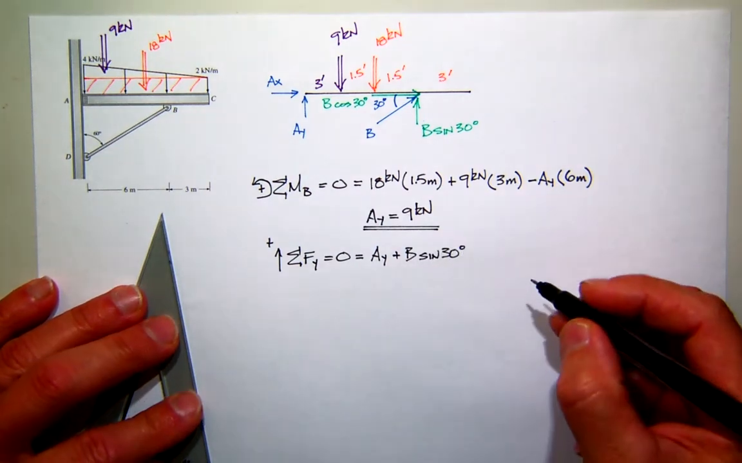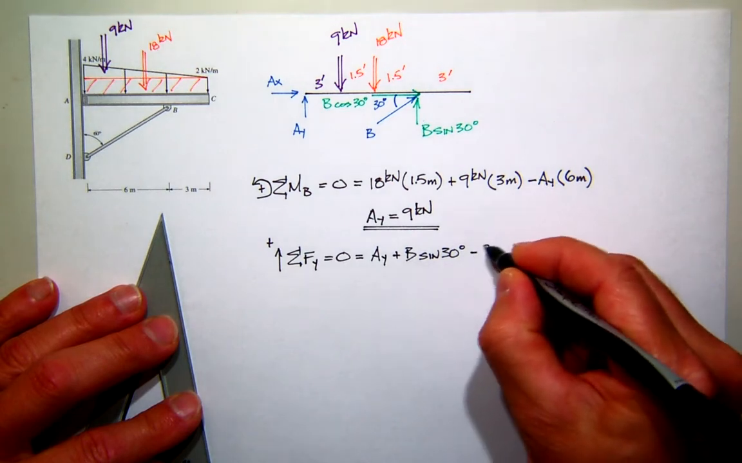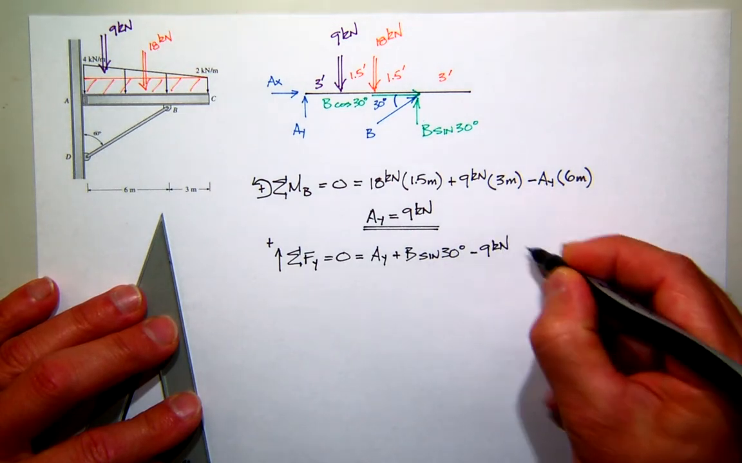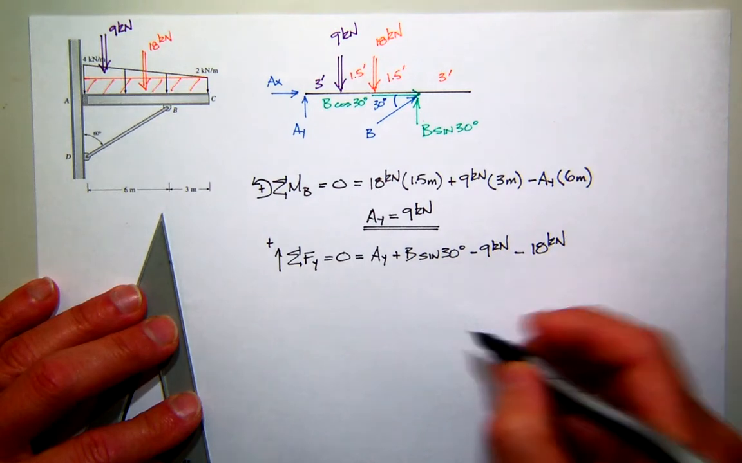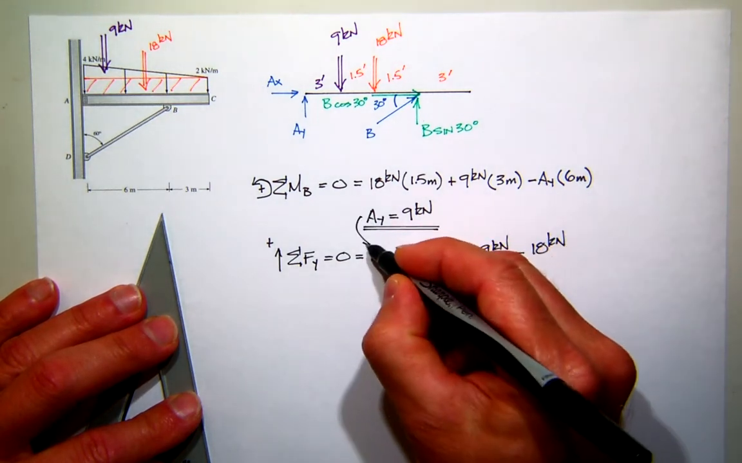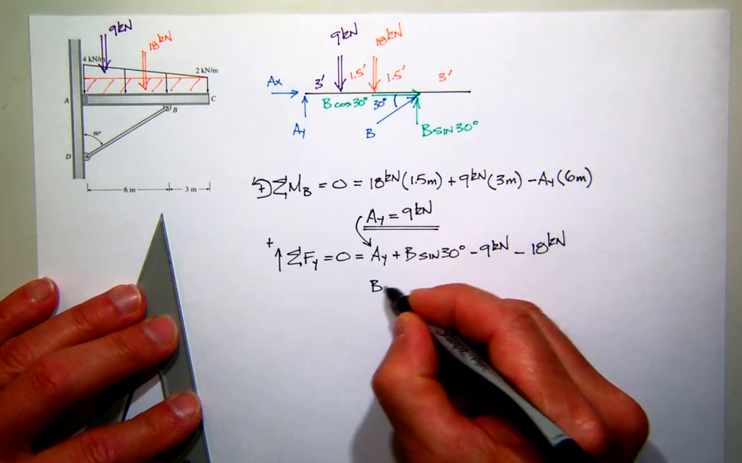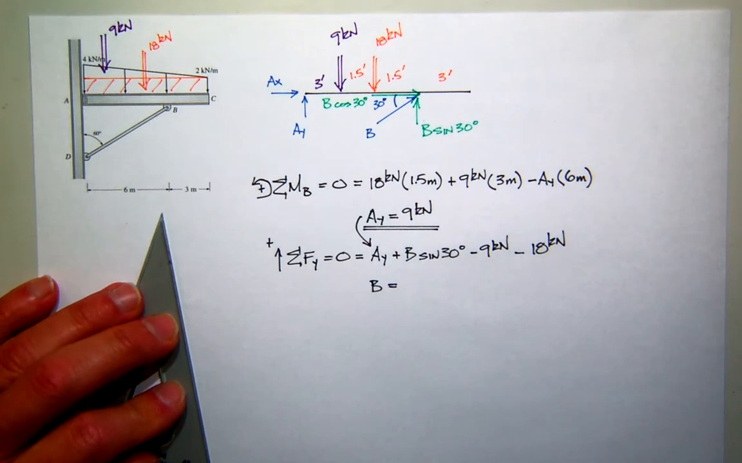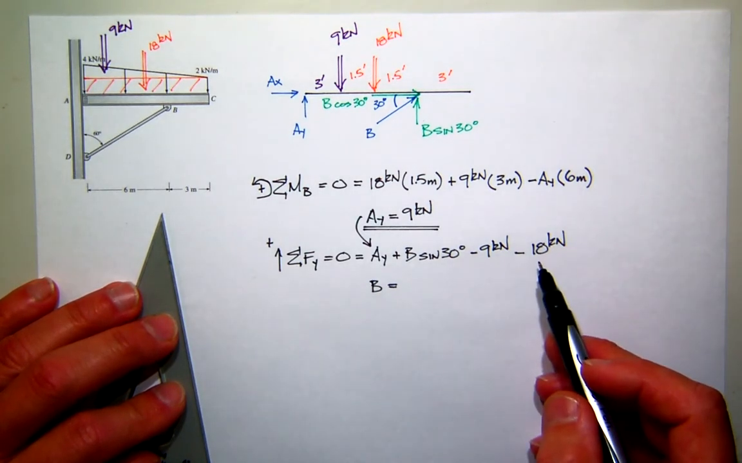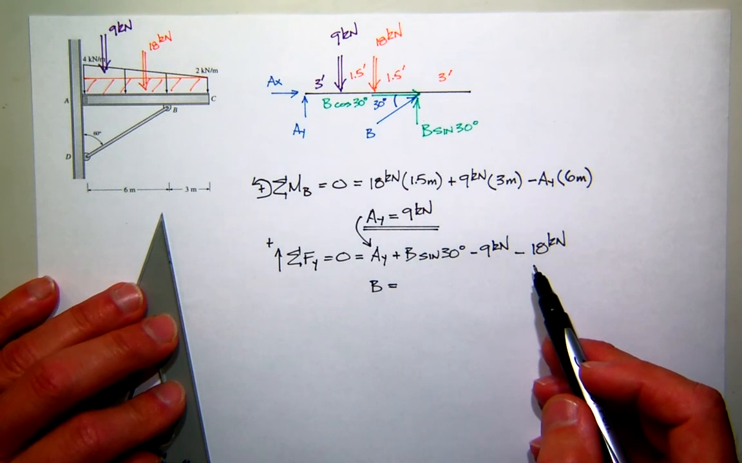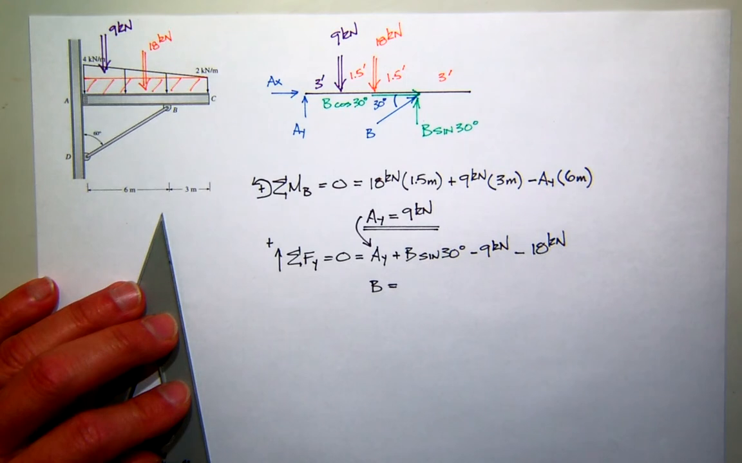Then what else do I have? Minus 9. Right, I have my 2 applied forces both acting down. So if I plug this in, I should be able to solve for the force at B. Looks like the 9's cancel. I got 18. What's the sine of 30? Is it 0.5?